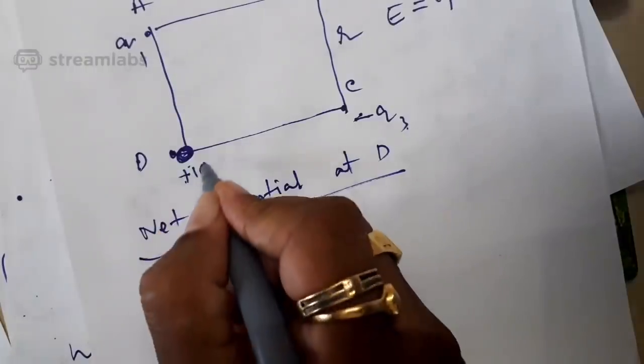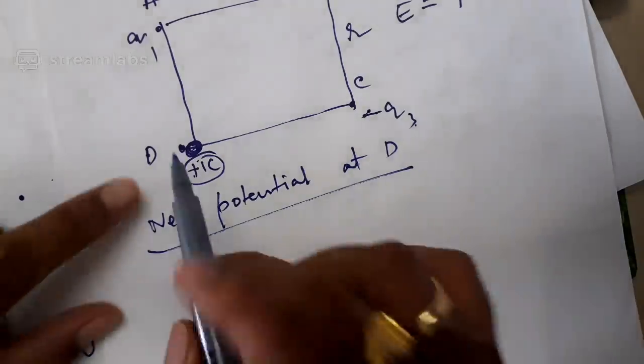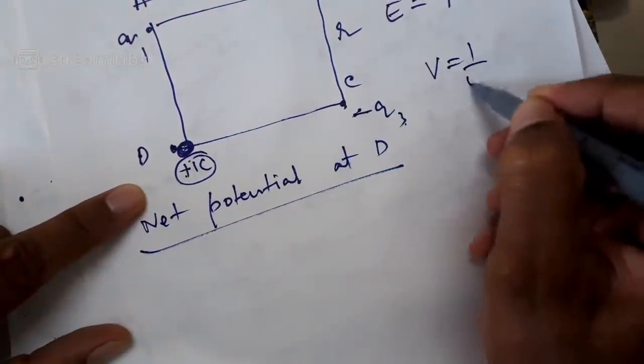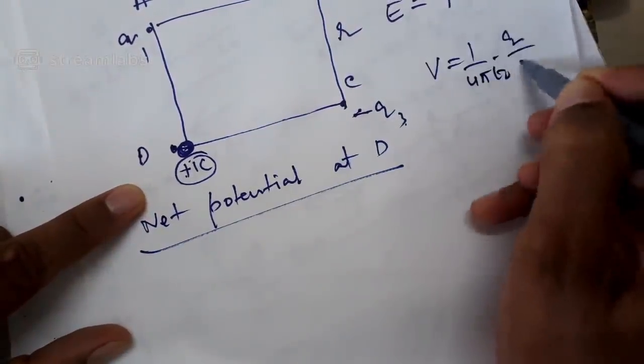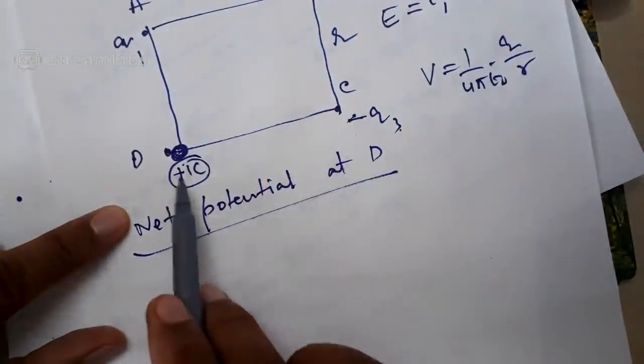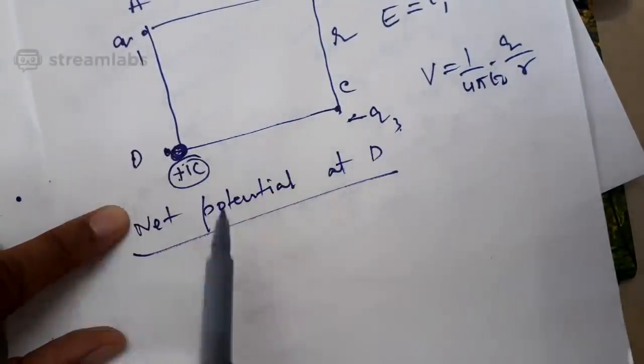Since you are asked to calculate a potential at D, you can assume a +1 coulomb charge, because you have to bring a +1 coulomb charge from infinity to that point D to define the potential at point D. Tell me how many charges are contributing to the potential at D. The basic formula to be remembered is 1 by 4 pi epsilon naught into Q by R. How many charges are contributing to the potential? 3. One is due to Q1, one due to Q2, one due to Q3.